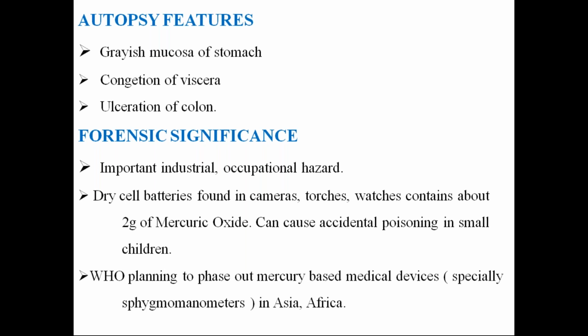What is the significance of mercury poisoning? It is an important industrial or occupational hazard. And then we know the dry cell batteries, which are very small, found in cameras, torches, and watches, contain about 2 grams of mercury oxide. They can cause accidental poisoning by ingestion in small children.